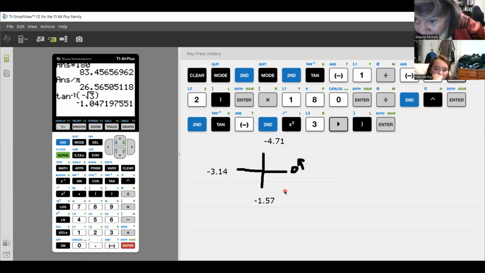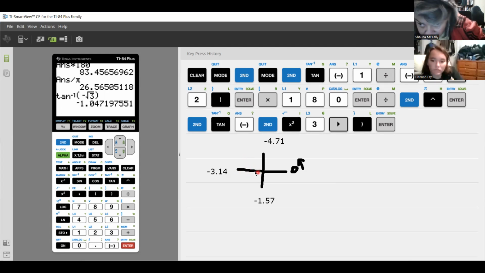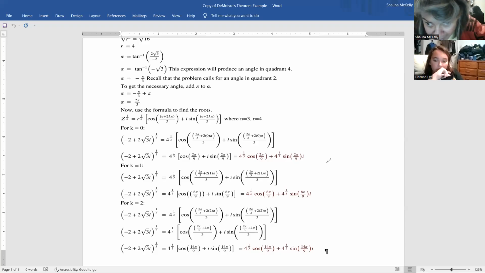My number, if you remember, is not in quadrant 4. It's in quadrant 2, over here, because x is negative and y is positive. So my number is over here, but the calculator is giving me this reference angle in quadrant 4. Got it? Makes sense? I made that note for you, but I wanted you to see it so you would understand what was going on.